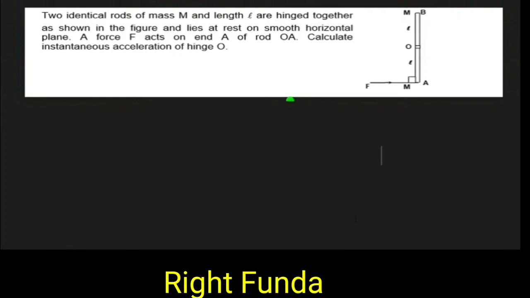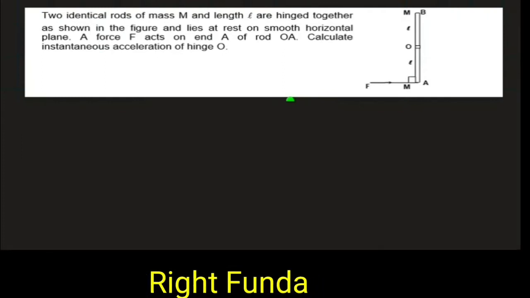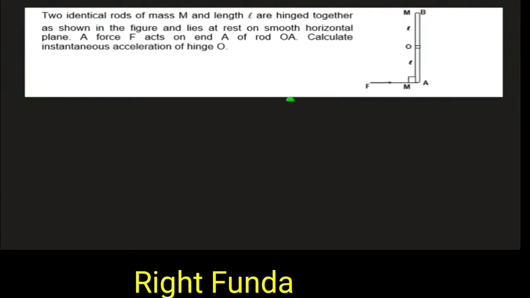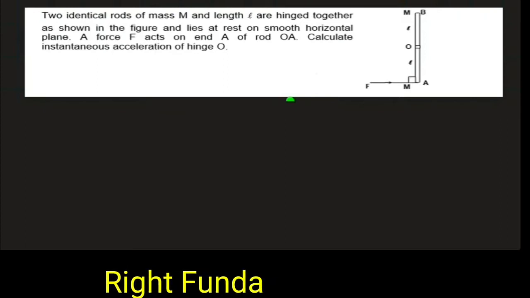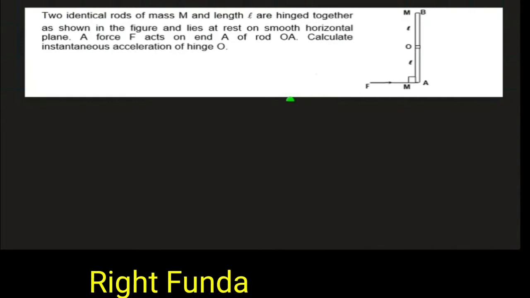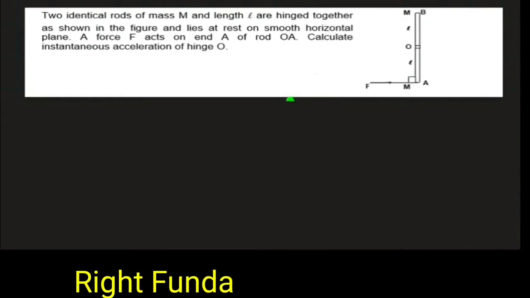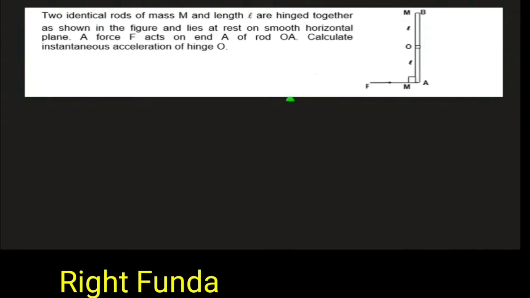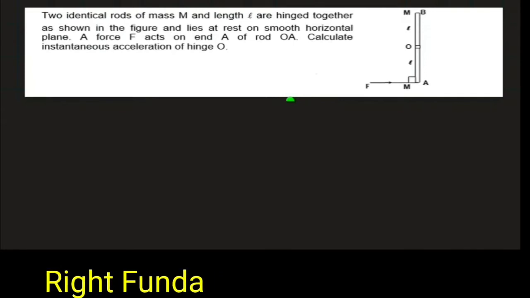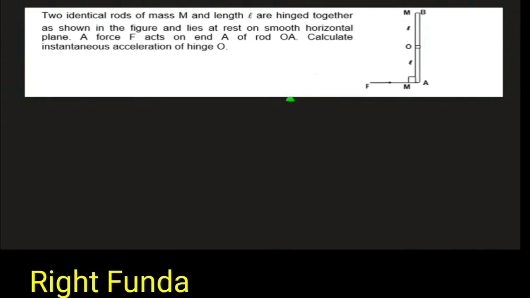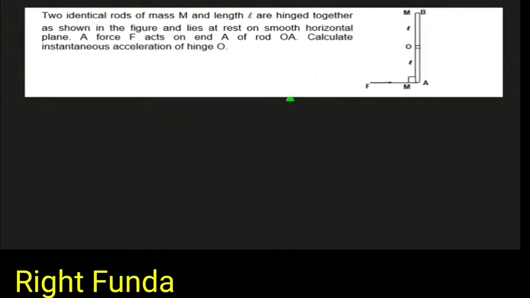There is a hinge point there. We need to calculate the instantaneous acceleration of this point O. So as soon as you apply the force, at that time we have to find the acceleration of hinge point O. If you wish, you can pause the video and try solving this problem. After that, you can resume the video and match the answers by seeing the solutions.